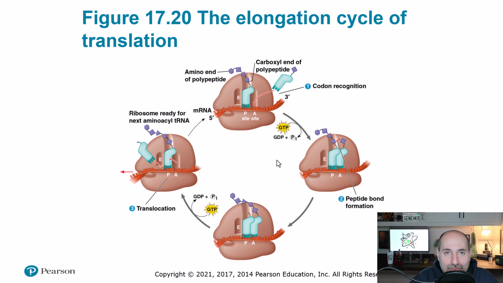Every time you finish one of these elongation cycles, the polypeptide increases by one amino acid, and you keep going codon by codon by codon until you have a long polypeptide chain. This will continue over and over and over again, extending that polypeptide chain until what happens, do you think? What will bring an end to this elongation cycle?